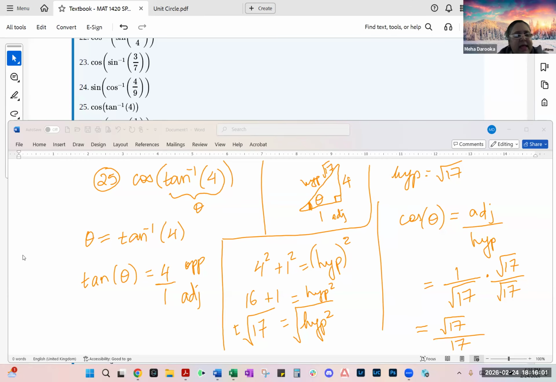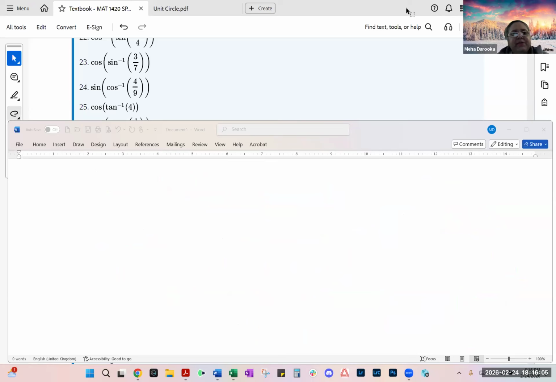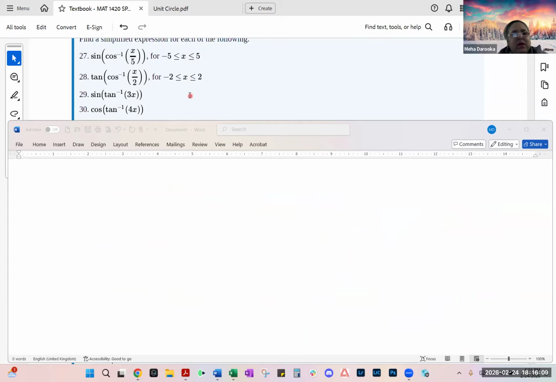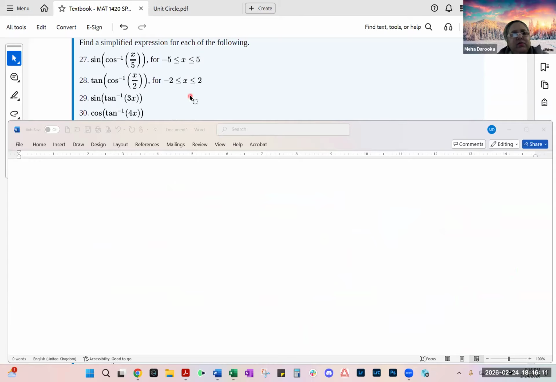Yeah, all right. And then the other one, like I said, we will take one of those algebraic expression ones. Well, let's do number 29 here.